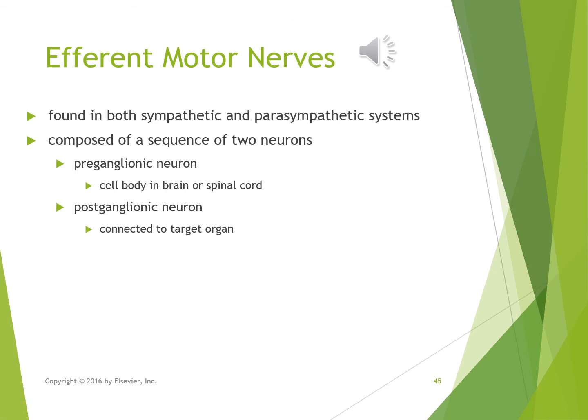Here is that word once again, efferent, meaning away from. So these are the nerve impulses that are traveling from the central nervous system away from it to the preganglionic neuron and postganglionic neuron.